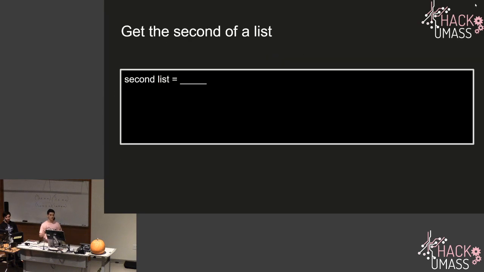Okay, so hopefully everyone has Replit out. Do we know how to write the second of a list? We want to get the second element of the list, and we can assume that the list is at least 2 long. Does anyone know how to do it?